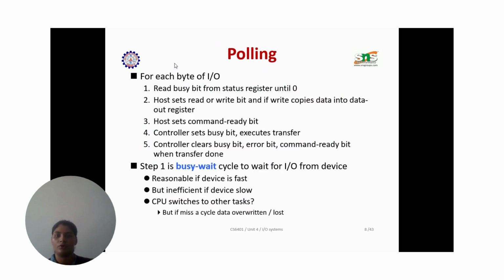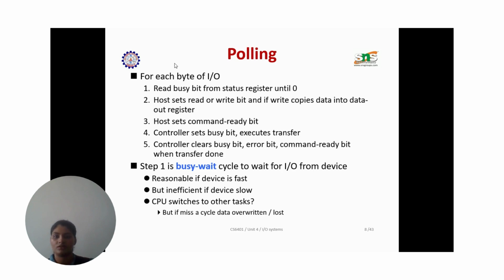Next, we learn about polling. For each byte of I/O, you have to follow these steps. First step is to read the busy bit from the status register until it is 0. Then the host sets the read or write bit, and if write, copies data into the data-out register. The host sets the command-ready bit. The controller sets the busy bit and executes the transfer. Then the controller clears the busy bit, error bit, and command-ready bit when the transfer is done.